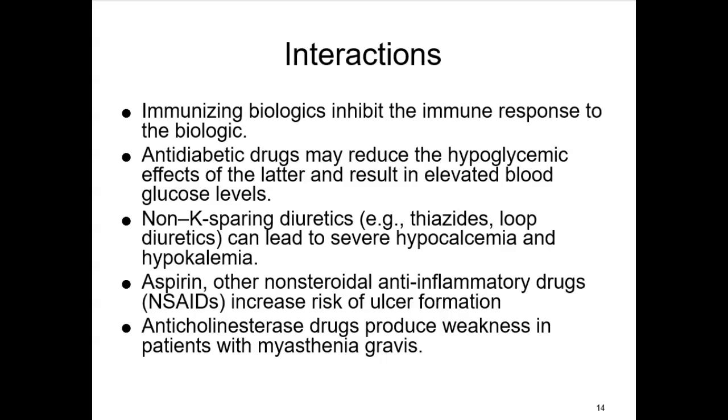Blood sugar elevations can occur if we're using anti-diabetic drugs. A lot of our non-potassium sparing diuretics, so these would be potassium wasters, they can end up with severe hypokalemia and low calcium. Anybody on aspirin, NSAIDs, they are at increased risk of ulcer formation. So again, something we need to be aware of. And myasthenia gravis, those patients take anticholinesterase drugs to help with their disorder, and if we give them steroids, it will cause increased weakness.